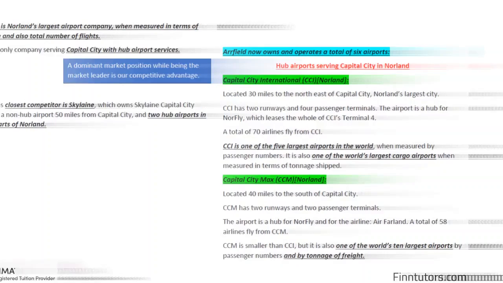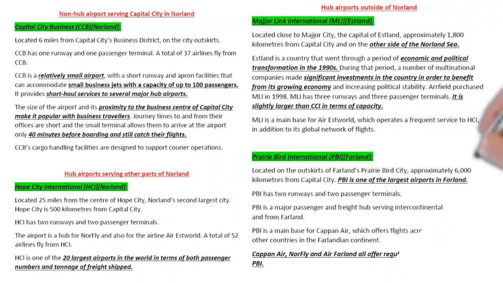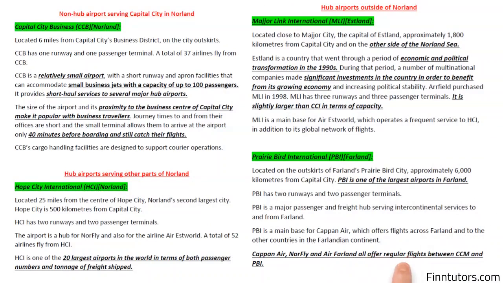Now, I also have some non-hub airports. Now, a non-hub airport serving Capital City. So, in Capital City itself, you have 2 hub airports and 1 non-hub airport as well. So, this is Capital City Business. Capital City being one of the biggest business districts, a lot of multinational companies are here. Hence, to serve this, your company has opened a Capital City Business non-hub airport. This is located 6 miles from Capital City's business district. CCB has 1 runway and 1 passenger terminal and has 37 airlines that fly from here.